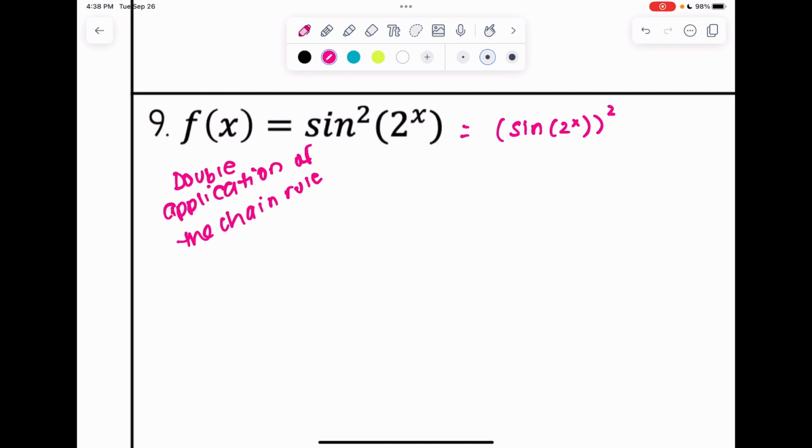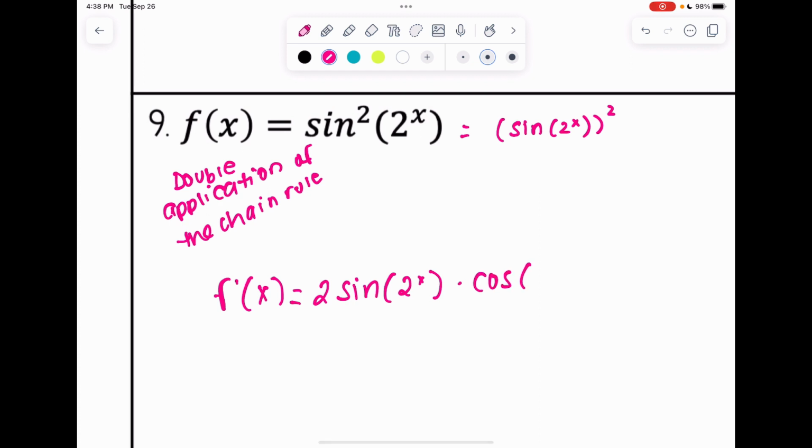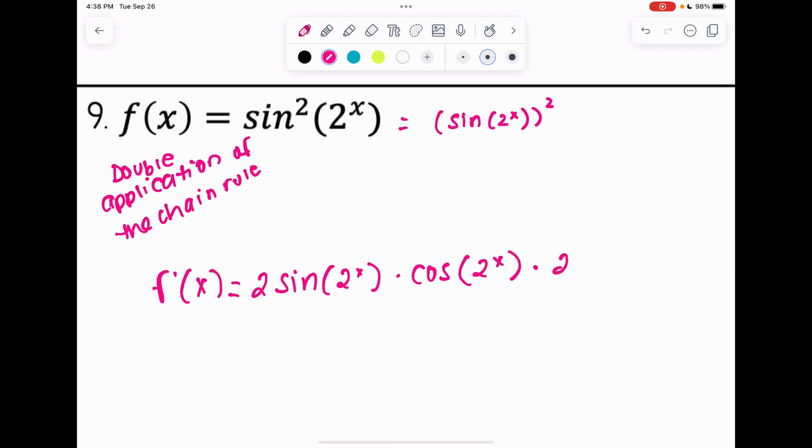We start on the outside. The outermost element here is that power of 2. So according to power rule, we bring that down, subtract 1 from the exponent, which would just make it 1. Then the middle function would be sine. The derivative of that is cosine 2 to the x. And now we do the innermost. The innermost function is 2 to the x. The derivative of that is 2 to the x ln 2. And there's our derivative here.